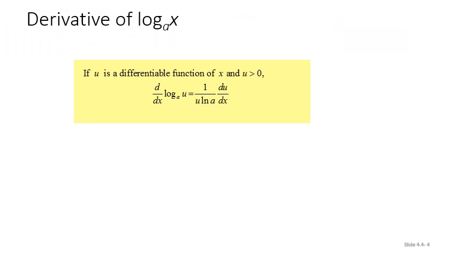Now the derivative of the general logarithm log base a of x. The derivative d by dx of log base a of x is equal to 1 over the function multiplied by ln of the base, multiplied by the derivative of the function. Again, d by dx of log base a of u is 1 over u ln a multiplied by the derivative of u.